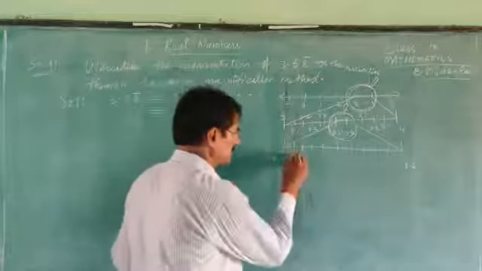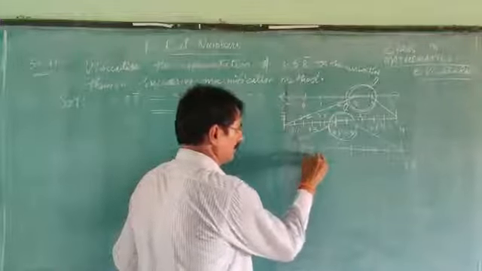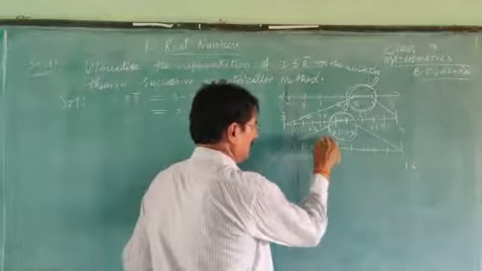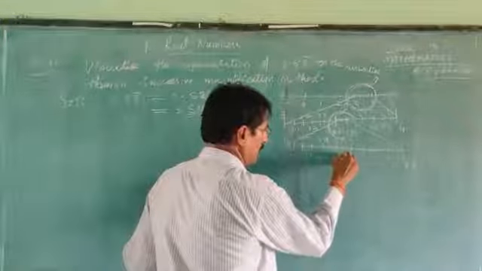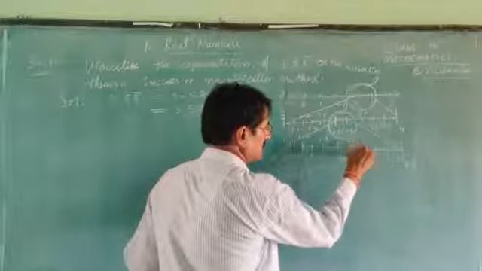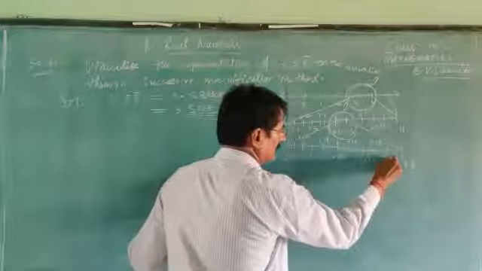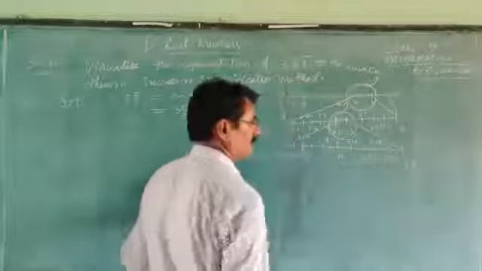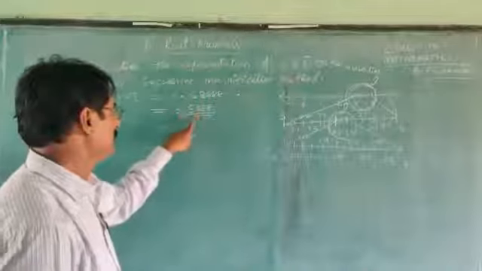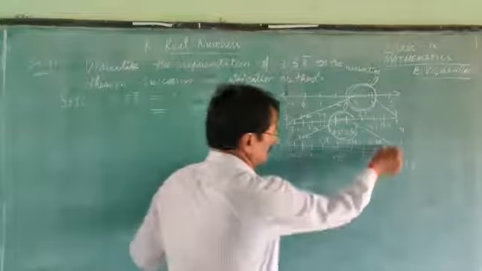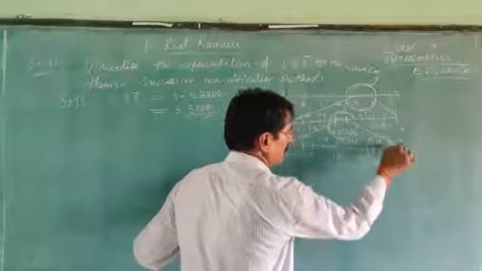Mark this point. 3.51, 3.52, 3.53, 3.54, 3.55, 3.56, 3.57, 3.58, 3.59, and next 3.6. The value 3.588 here is more than 3.58 and less than 3.59.